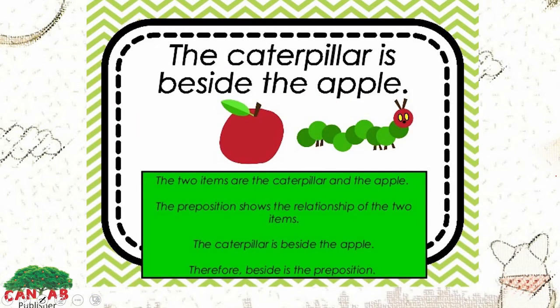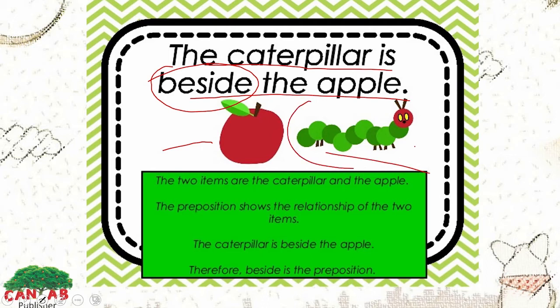This is another example. The caterpillar is beside the apple. In this sentence, beside is what? Yes, a preposition. Beside means उसके साथ में. You can see apple is here and caterpillar is here. Caterpillar अब किधर है? Apple के साथ है. The two items are the caterpillar and the apple. The preposition shows the relationship of the two items. The caterpillar is beside the apple. Therefore, beside is the preposition here.